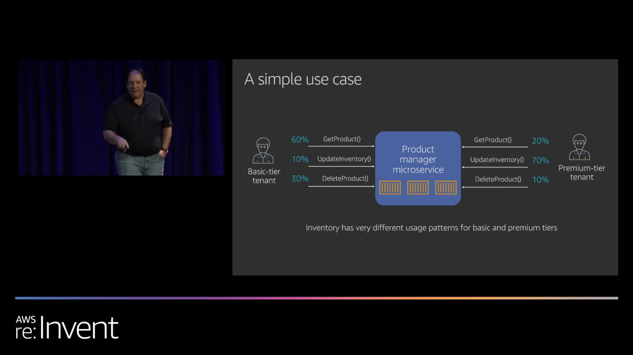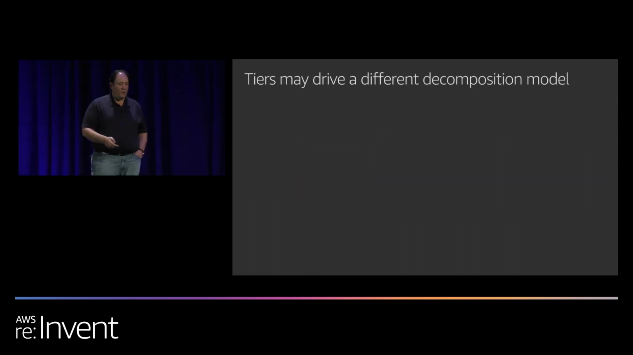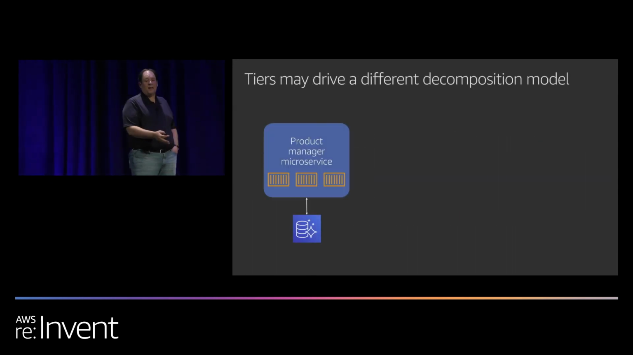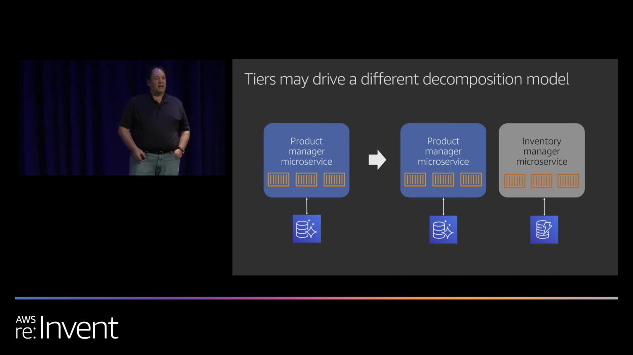And so if I want to make their experience different than the basic tier, and I want to offer them better throughput and a better experience and something they're willing to pay more money for, I'm going to take this product management service and say, you know what, I'm going to split that into 2 services.